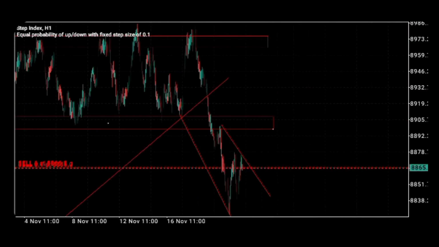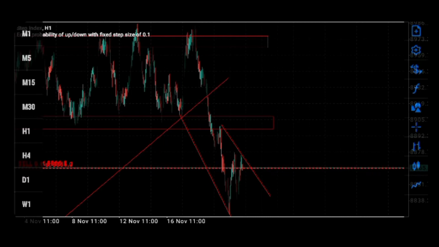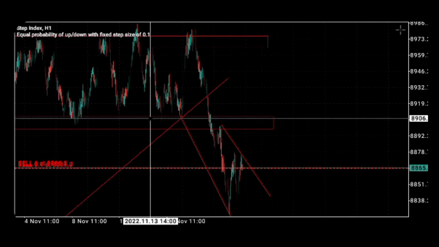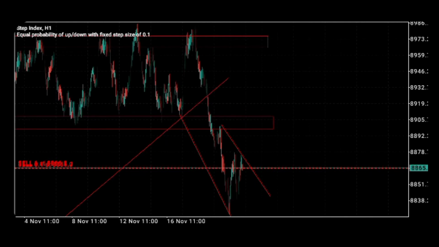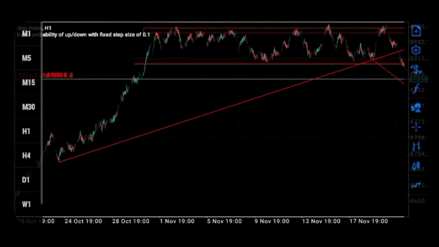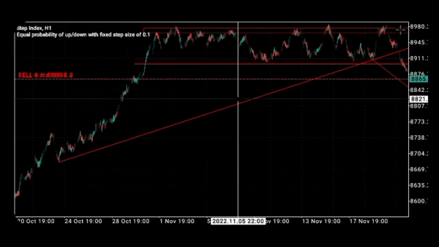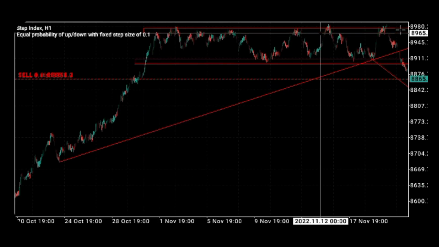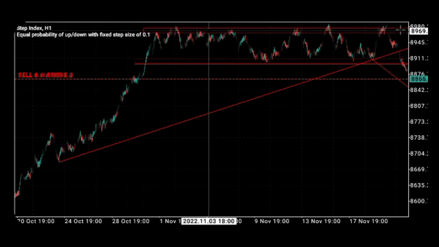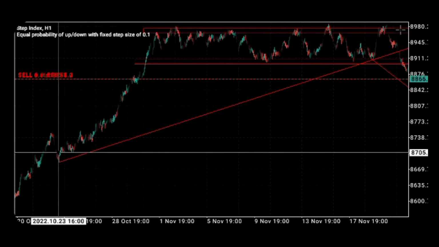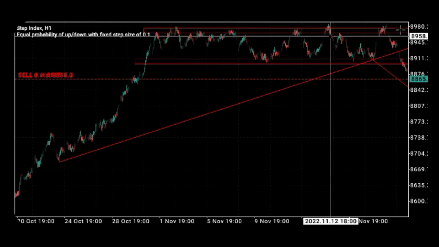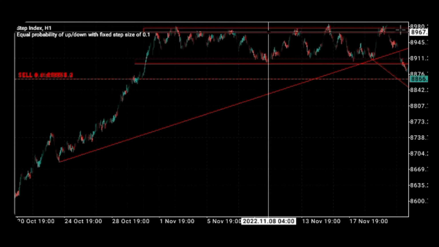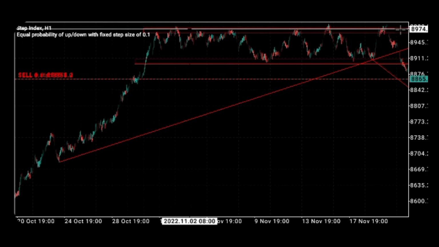So wait, let me add. Yeah, so I think I'm covered for now. This is how I did analyze. Right here I have my resistance, and you will see that the chart is failing to break this resistance. It has been trying so many times, and it is just failing to break it.